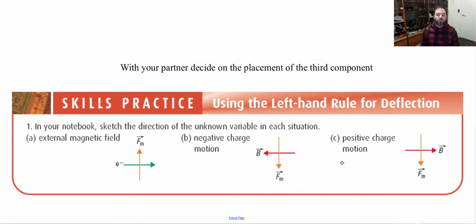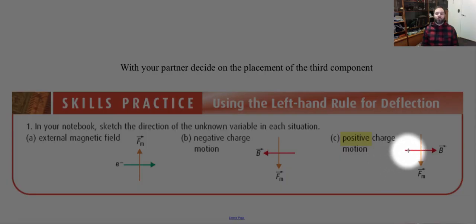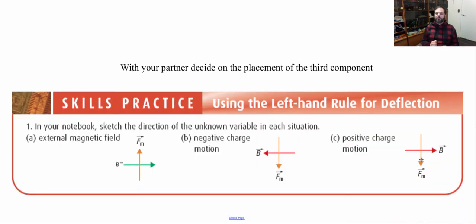And then my last one, I have a positive charge motion with the magnetic field going this way to the right, and we have a force going down. So we have to line up the sections of our hand to each of these vectors. And remember, the charge will tell you which hand to use. So I want you to pause the video and try and solve these questions. So let's see how you did.